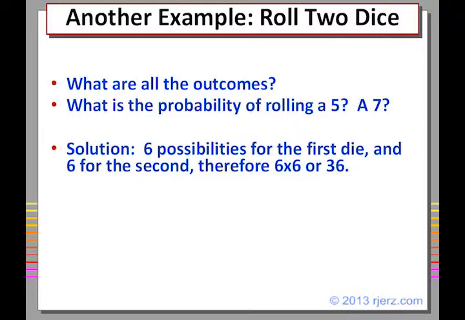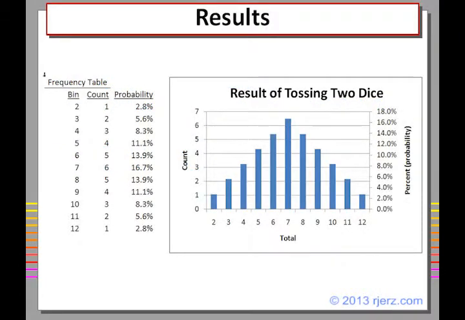In order to calculate the probability of tossing a 5, we need to know how many different ways we can throw a 5. We can use this probability distribution for the result of throwing 2 dice to see that there are 4 different ways of throwing a 5. Using the classical probability approach, the probability of throwing a 5 is 4 divided by 36, which is 11.1%.